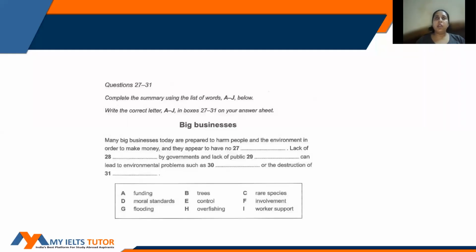Now, what are the types of fill-ups we get in our reading test? So we have fill-ups with options. There are blanks, the gaps are given, and you will be given certain options, right?